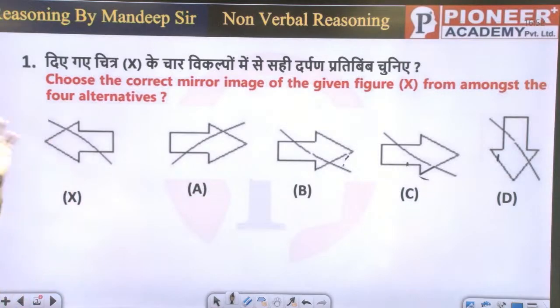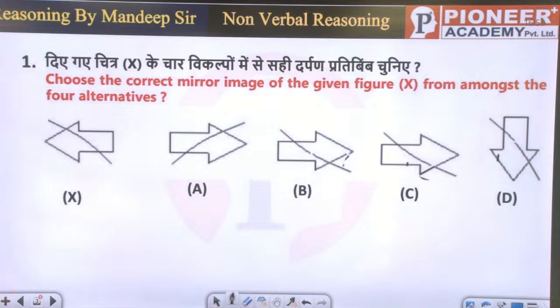For example, first question. Choose the correct mirror image of the given figure X from among the options. This one is the figure and this one is the mirror image. Which option can be right? In the mirror image, right becomes left and left becomes right.